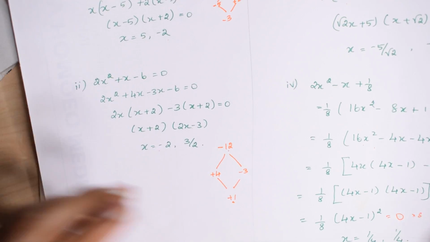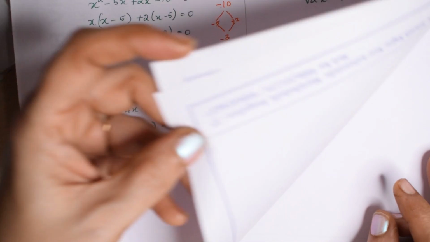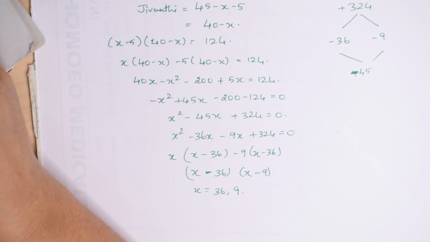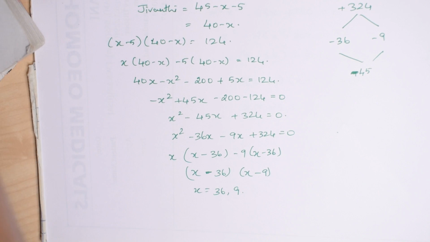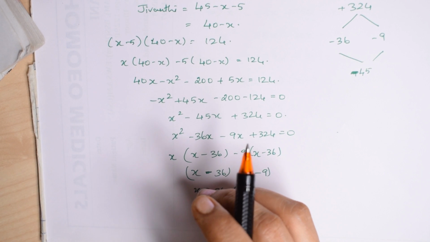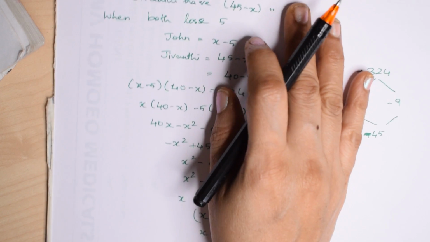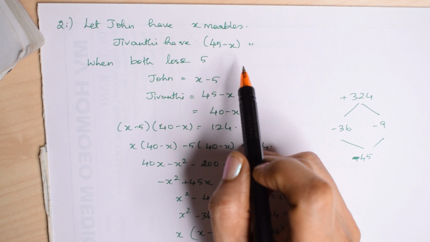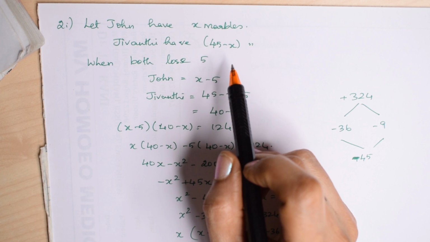The next sum. Solve the problems given in example 1. Go to example 1, the question is on page number 71. Two people, John and Jivanti, had 45 marbles together. Let us consider John had x marbles and Jivanti had 45 minus x marbles.